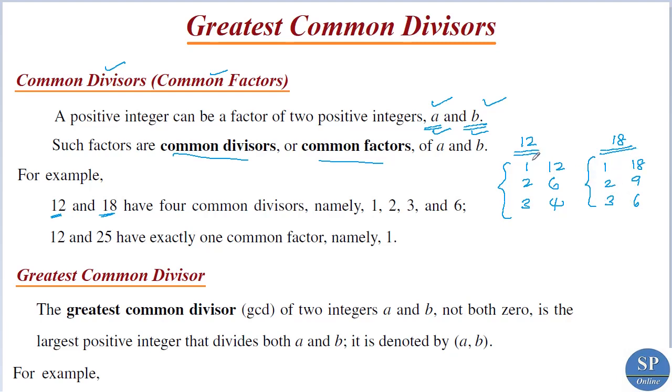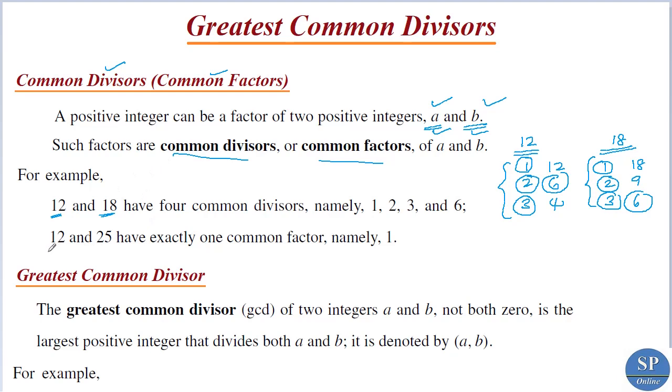So we know the common factors are 1, 2, 3. Now 4 is not common, then 6 is again common, and yes, these are the common factors, that is 1, 2, 3 and 6. So these are the common factors of 12 and 18.